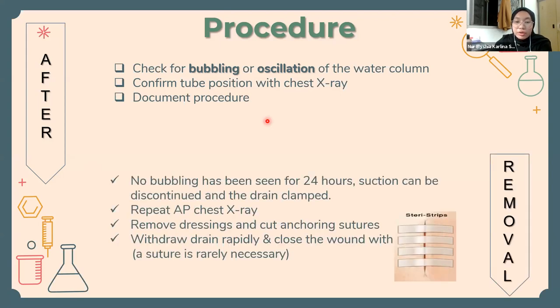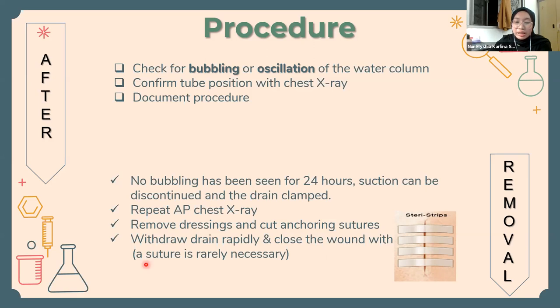And for the removal, once bubbling has not been seen for 24 hours, then we can discontinue the suction and the drain is clamped. We need to repeat the chest X-ray in order to ensure that there is no reaccumulation, or meaning we can say that to ensure that there's no leftover fluid or air in the pleural space. Then we remove the dressing, cut the suture and withdraw the drain, then close the wound with sterile strips.